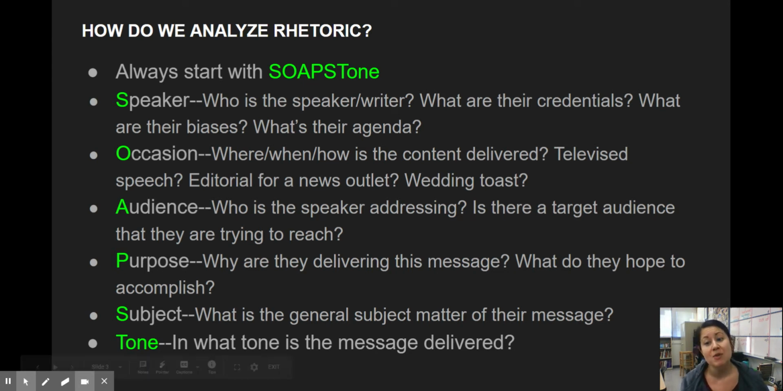And I'll remind you, we're going to be using something like this, SOAPSTone, this level of rhetorical analysis to look at different kinds of rhetoric and also how you can be an impactful writer of rhetoric.